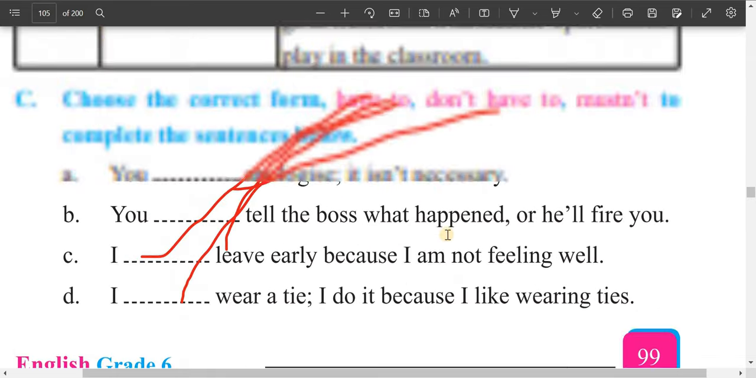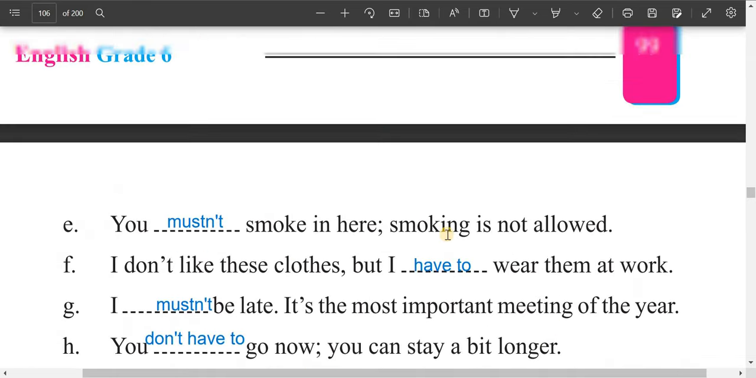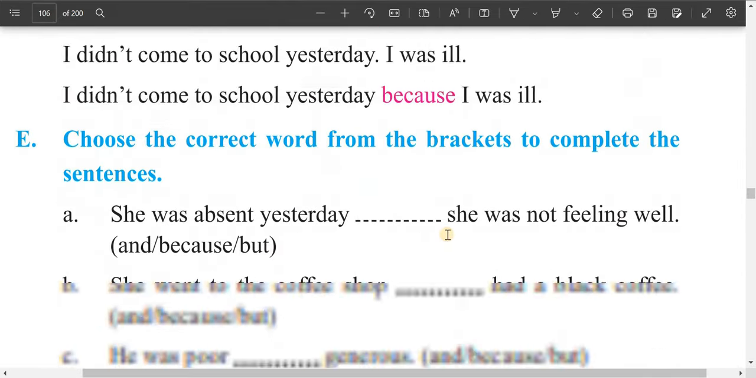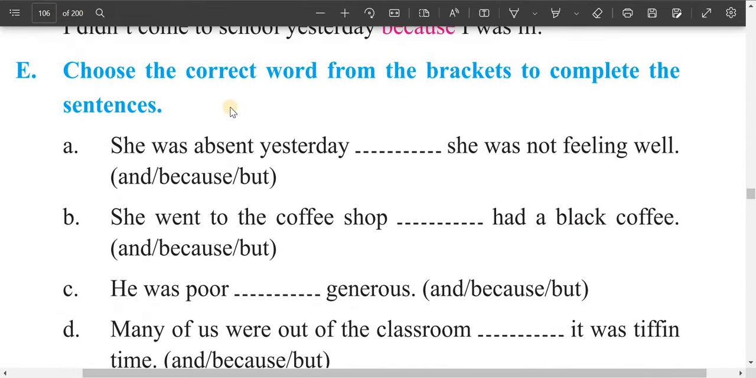Now, students, let's do the next exercise. Choose the correct word from the brackets to complete the sentences. She was absent yesterday because she was not feeling well. She went to the coffee shop and had a black coffee. He was poor but generous. Many of us were out of the classroom because it was tiffin time.